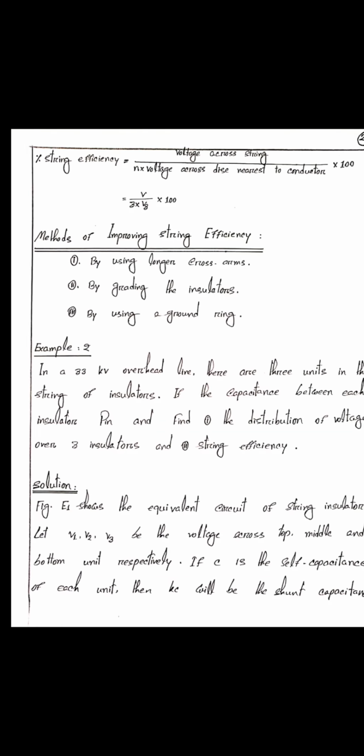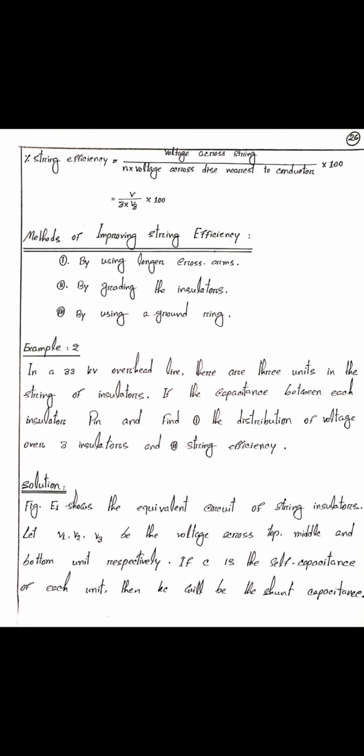Voltage across the first unit V1 equals V divided by (1 plus K plus 3 by K). Voltage across the second unit V2 equals V1 (1 plus K). Voltage across the third unit V3 equals V1 (1 plus 3K plus K square). Percentage string efficiency: voltage across the string divided by N times voltage across the disc nearest to the conductor, times 100, that is V divided by 3 times V3, times 100. Methods of improving string efficiency.